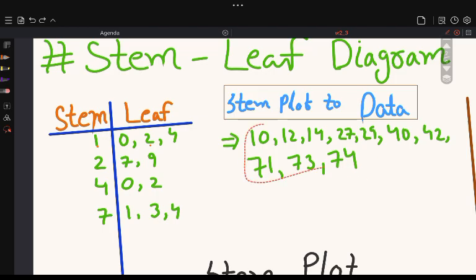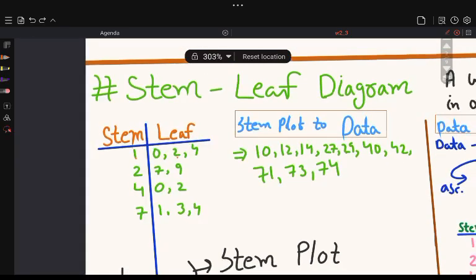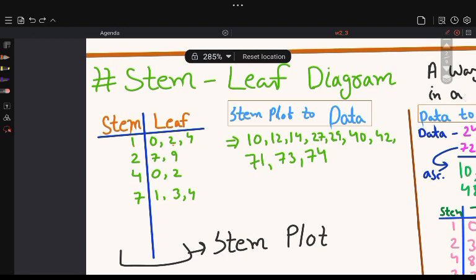And now see, this data set comes out in ascending order, right? We did not have to sort anything in this data. It came out in ascending order. So this is the feature and this is the advantage of writing the data in stem leaf.